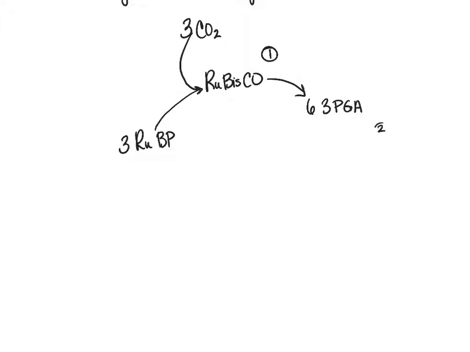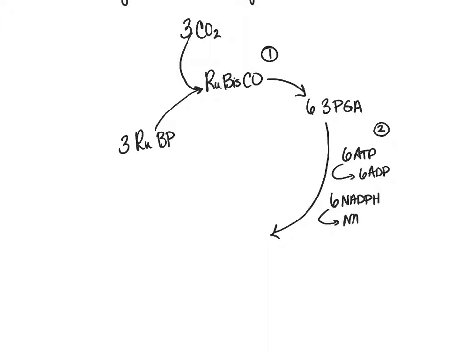Then we're going to do step number 2. So remember, step number 2 is reduction. So the reduction of this 3-PGA. And do we remember what it requires? 6 ATP and 6 NADPH. So ADP and ADP plus. Whoops, 6 of them. All right, so we use our 6 ATP and we use our 6 NADPH, and we are reducing 3-PGA. When we reduce that 3-PGA, what we're going to get are 6 molecules of our G3P. So our 6 molecules of G3P.